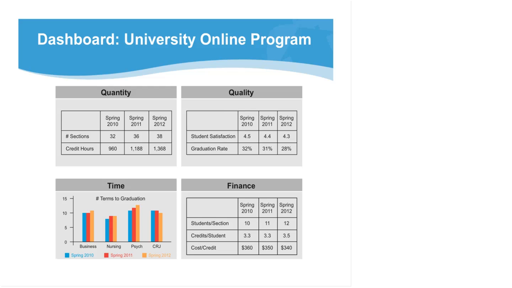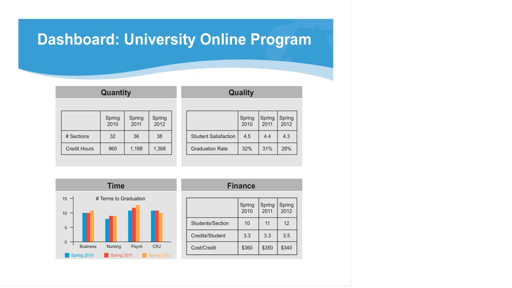Credits per student is also going up. Students are taking a few more classes on average, so they're moving through the program faster. And then the cost per credit. So what did it cost us to deliver these credit hours? You take the total cost of the program, divide it by the credit hours generated, and in this case, the cost to deliver those credits is going down. So financially, this program is improving over time.